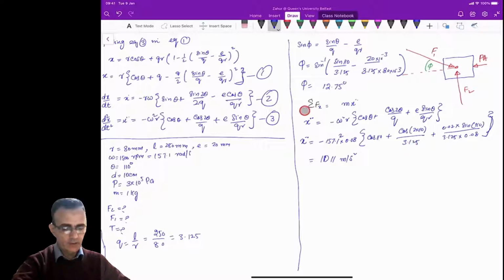Okay, so now we can use this equation here. Summation of all the forces in x direction equal to m x double dot. As you're going to see in this free body diagram here, the acceleration is obviously in this direction, and this is our x and this is our y. So in x direction, we have minus pa in the x direction, and then you have F1 cos of phi equal to m x double dot. So this is the equation in the x direction.